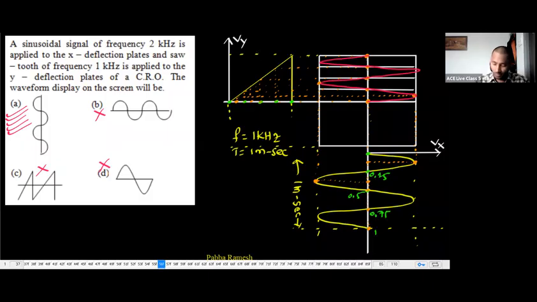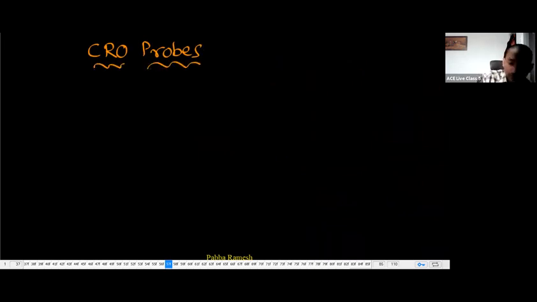Okay, right. Now, the next topic in the CRO is CRO probes. Sir, what is a CRO probe? Nothing but from function generator to CRO or CRO to the corresponding breadboard or circuit, one special wire is there. That is called as CRO probe.